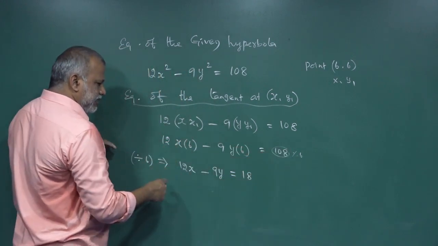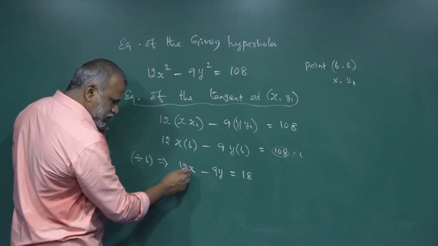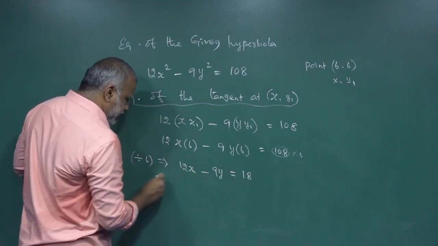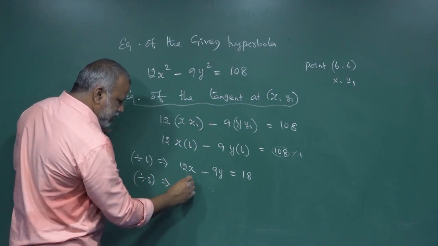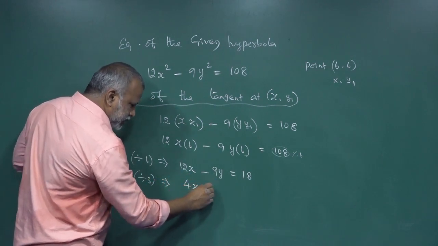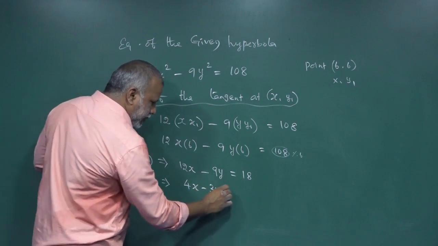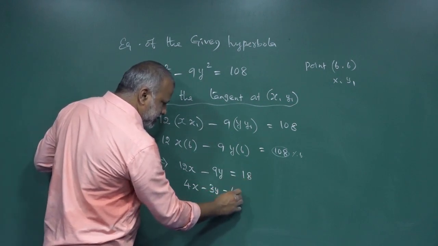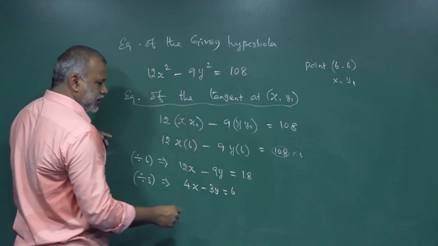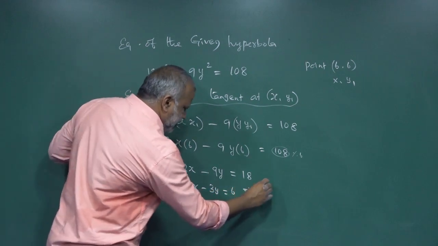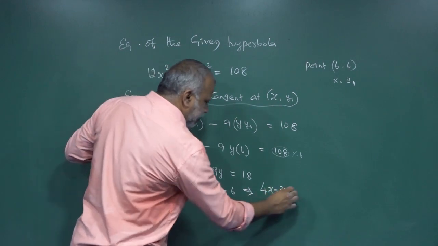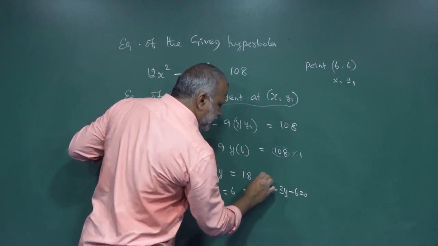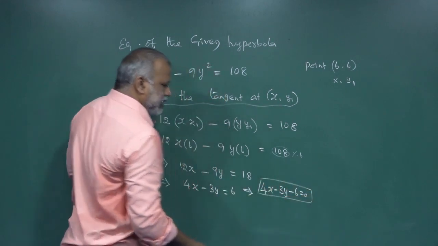Once again listen, it can be divided by 3 also. Again divided by 3. That means 4x minus 3y is equal to 6 times, 6 threes are 18. Therefore I can write like this, 4x minus 3y minus 6 equal to 0 is the equation of the tangent.